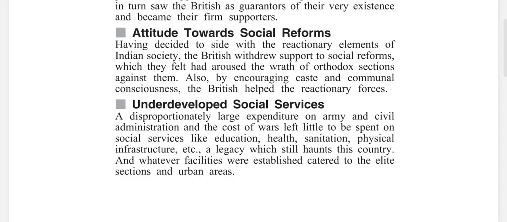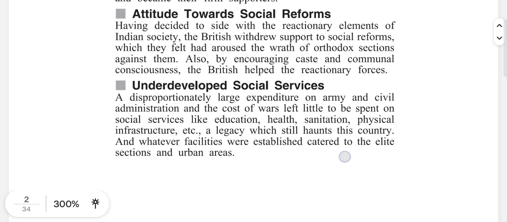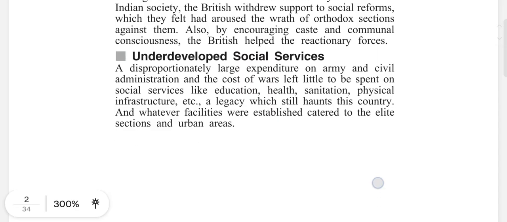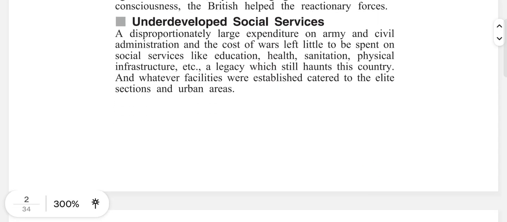Underdeveloped social services. A disproportionately large expenditure on army and civil administration, and the cost of wars left little to be spent on social services like education, health, sanitation, physical infrastructure, etc., a legacy which still haunts this country. And whatever facilities were established catered to the elite sections and urban areas.